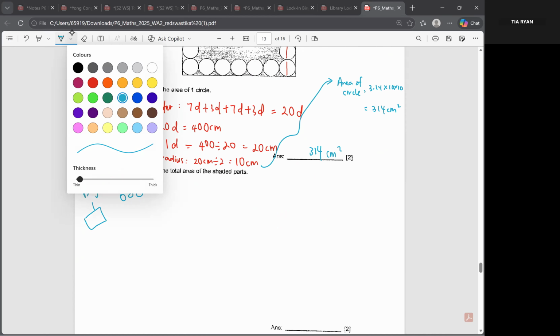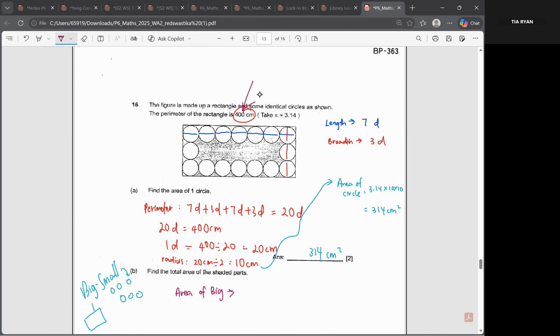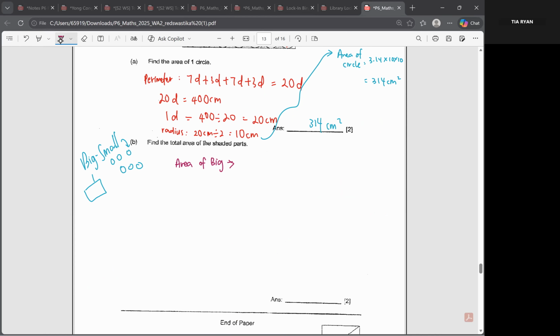So I go and find the area of my big first. The area of my big would be, what is it? It's already given in the question, right? Is that the area? No, that's the perimeter, so you don't say yes. Okay, so we need to find the area of the rectangle first.